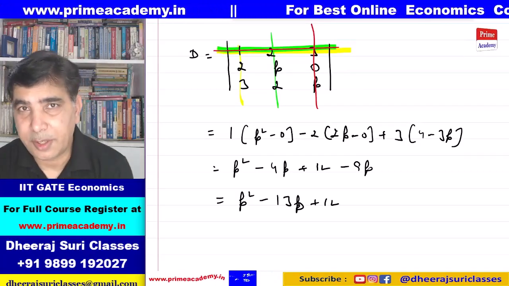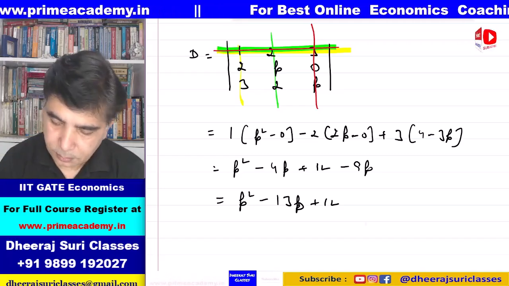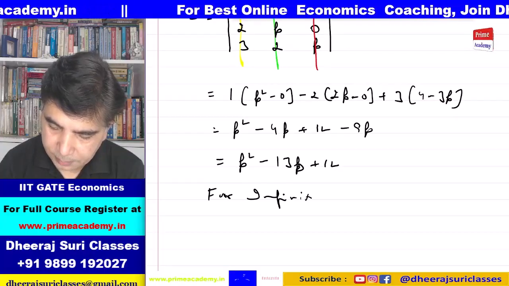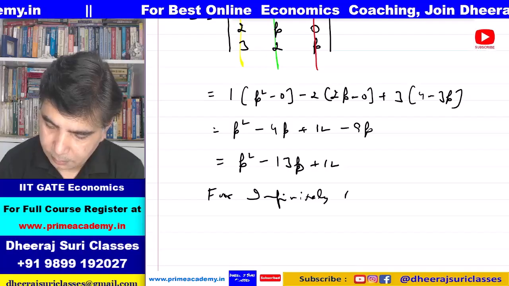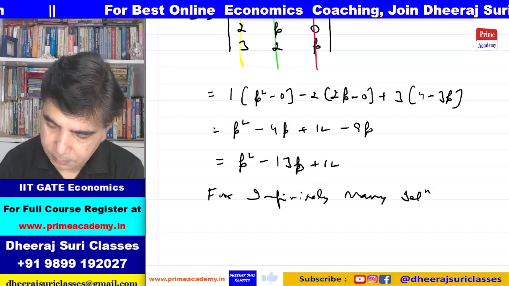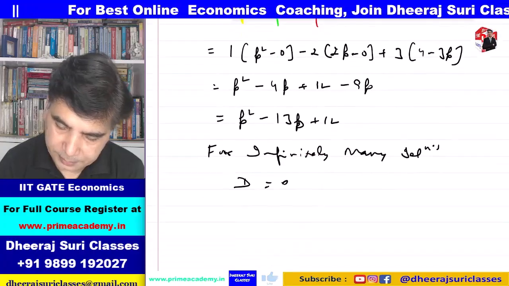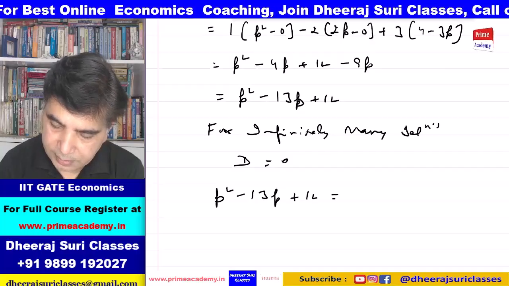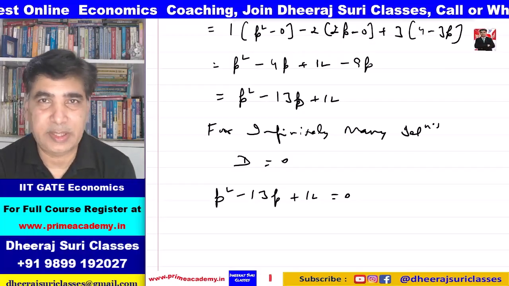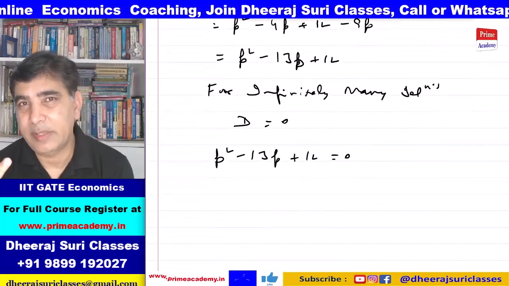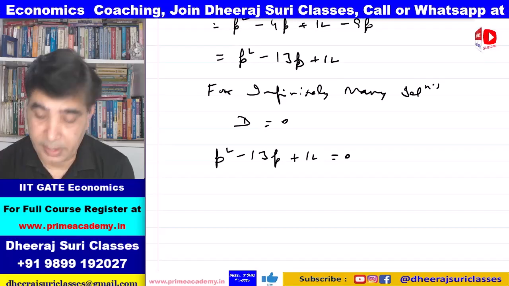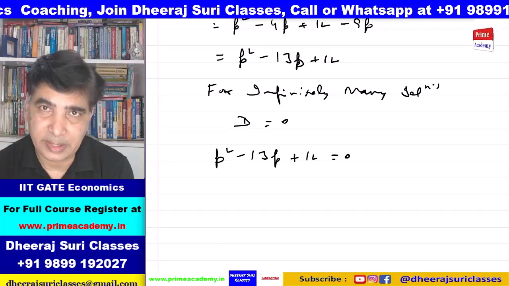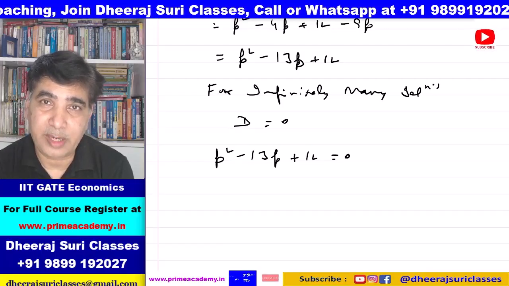Now for infinitely many solutions, as I mentioned, D should be equal to 0. That means p square minus 13p plus 12 is 0. Now we simply have to factorize this equation. It is a very simple thing. We need 2 numbers such that the sum is minus 13 and the product is plus 12. So minus 12 and minus 1. If you add minus 12 and minus 1, you will get minus 13. If you multiply minus 12 and minus 1, you will get plus 12.